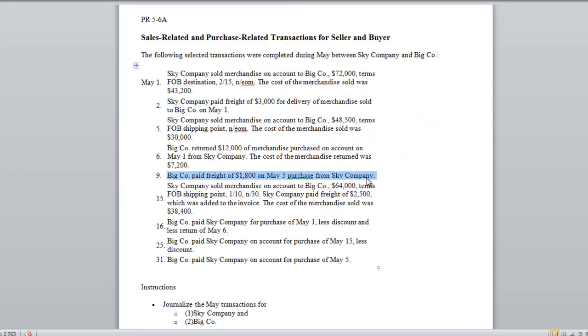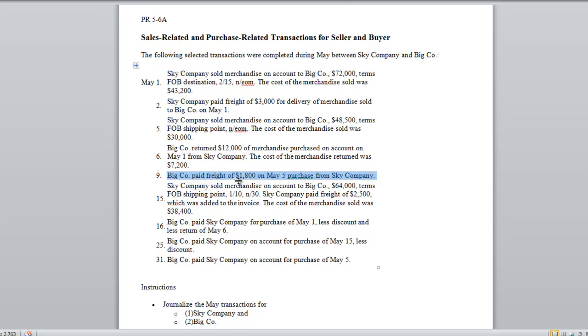Okay, now we're going to pay freight on the 9th of $1,800 on the May 5th purchase from Sky Company. Now when we were the seller, this didn't really impact us, and we didn't have to make a journal entry for it, but we're going to need to make one in this case. And once again, the cost that we include in inventory not only includes the cost of the inventory, but also the cost that it takes to acquire it, right?